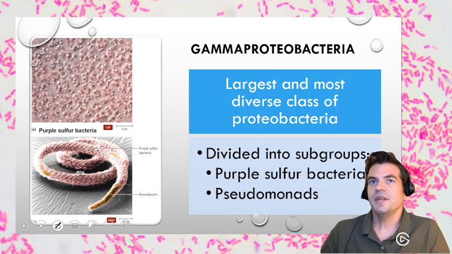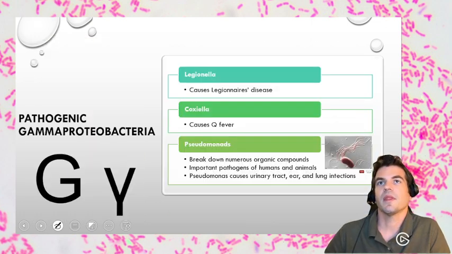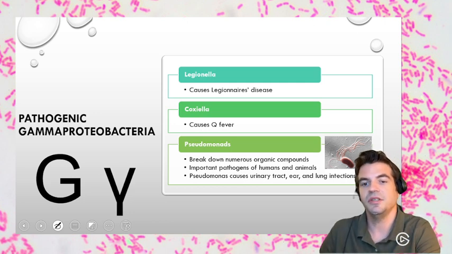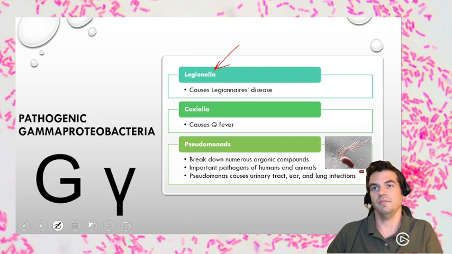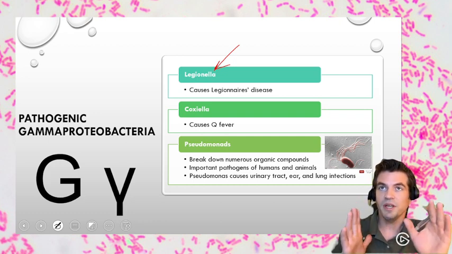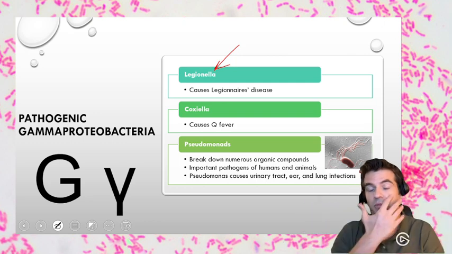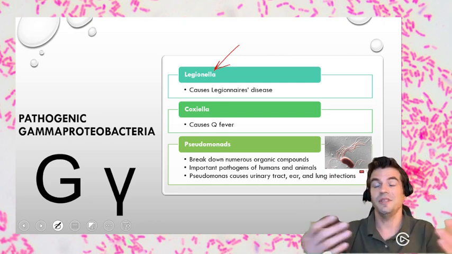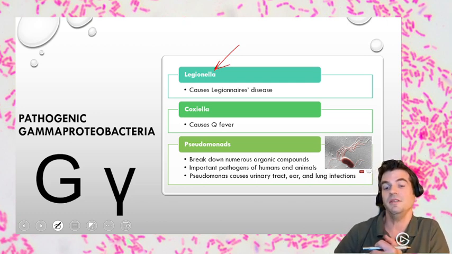Gamma proteobacteria, the largest and most diverse group. Also, you have the purple sulfobacteria and the pseudomonads, among others. The pathogenic kind is Legionella. Legionella can be caused by air conditioning vents. Air conditioning vents cause it to go airborne. It lives in that moisture. It's actually not communicable. I cannot give it to you by breathing on you. You can only get it through these buildings, in these old office buildings, or somewhere where it has colonized.